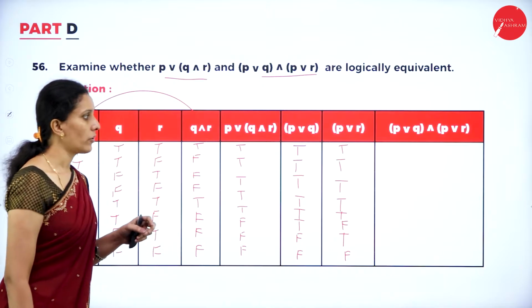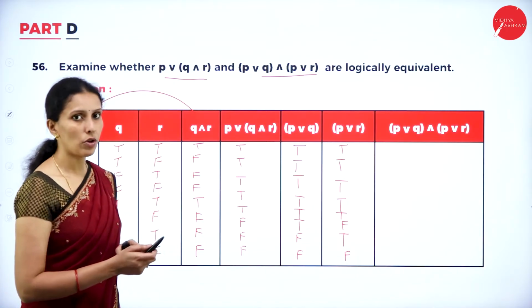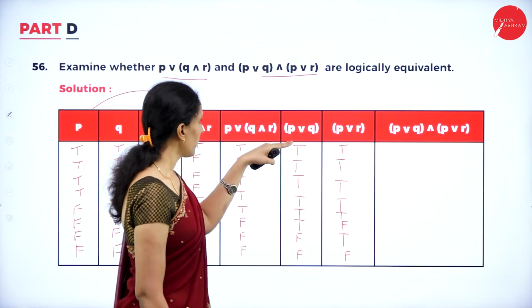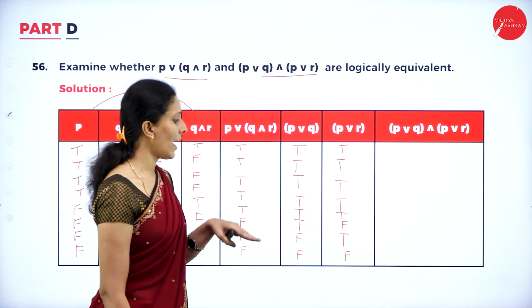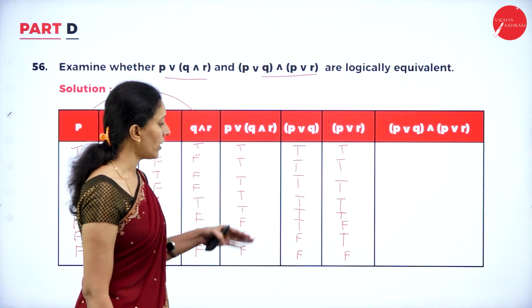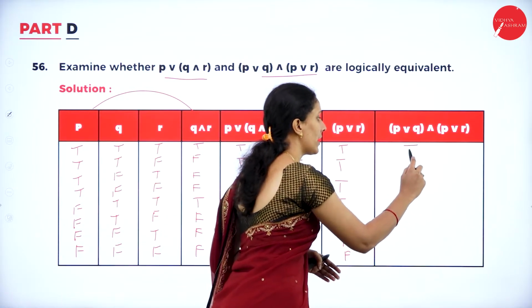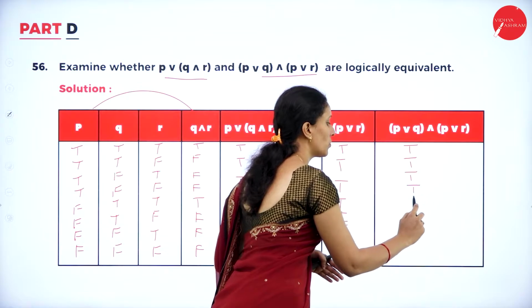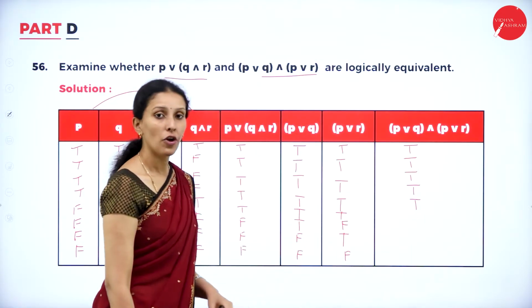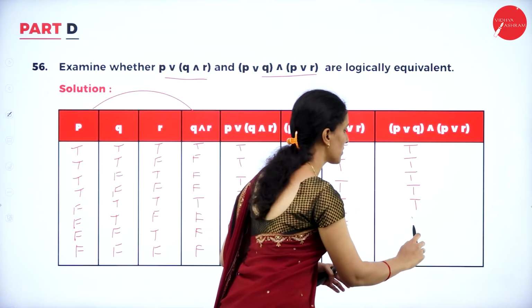Next we need to find out P and Q. It is true when both are true, and in all other cases it is false. So clearly you can see the first 5 cases have the same truth values: true, true, true, true, true. And in the last cases you have true, false, false, true, false, false. So therefore it is false.